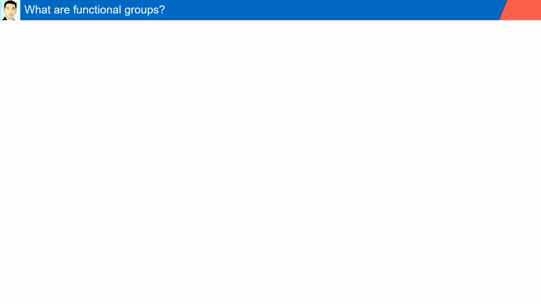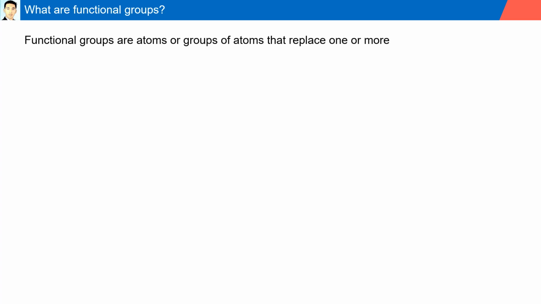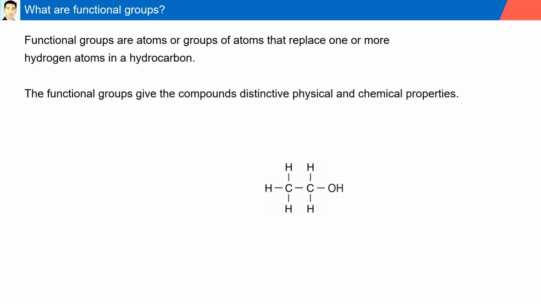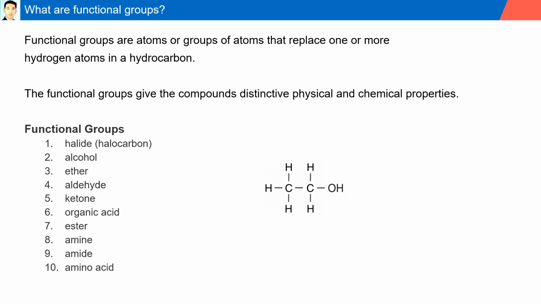What are functional groups? Functional groups are atoms or groups of atoms that replace one or more hydrogen atoms in a hydrocarbon. The functional groups give the compounds distinctive physical and chemical properties. Some examples of functional groups are halide, alcohol, ether, aldehyde, ketone, organic acid, ester, amine, amide, and amino acid.